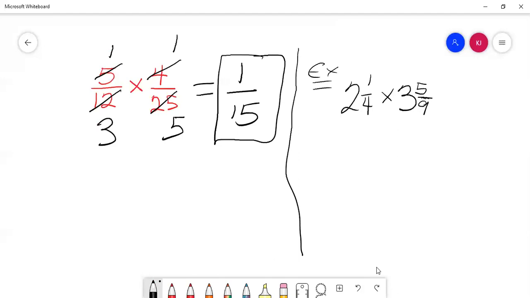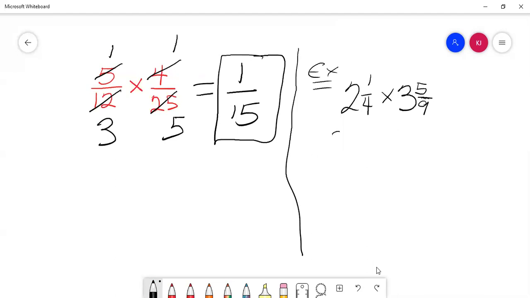Say you want to multiply something like this. Well, in order to multiply two mixed numbers or a mixed number by a regular fraction, you would have to change the mixed number into an improper fraction. So let's go ahead and do that.